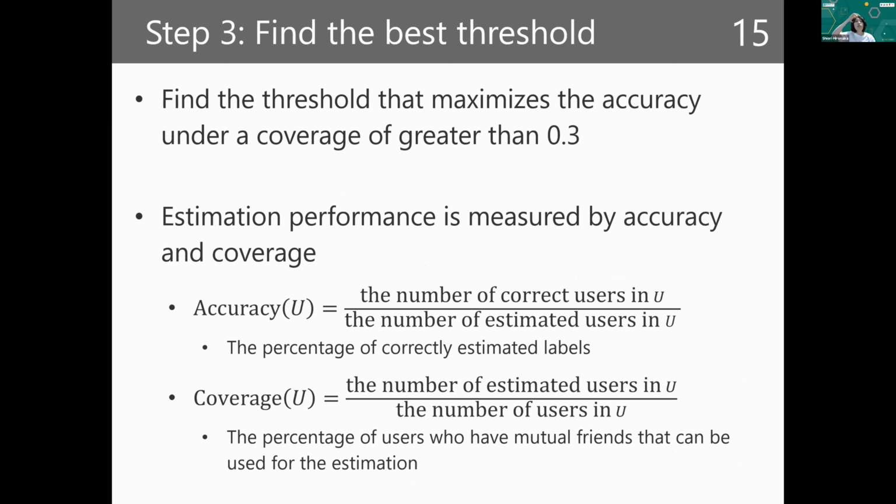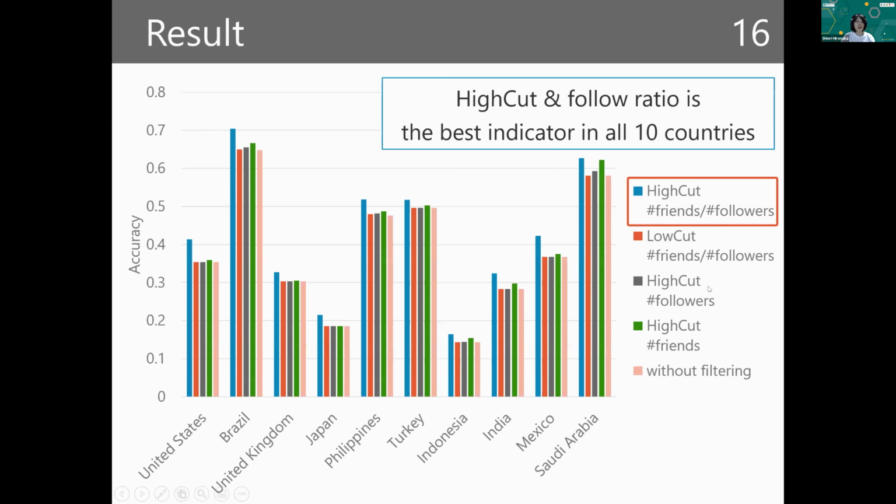To measure the strength of the location homophily of a certain set of users, we evaluate the accuracy of filtered users by changing the threshold. For each attribute, we find the threshold value that maximizes the accuracy. Then we regard the maximum accuracy as the strength of the homophily of the user attribute.